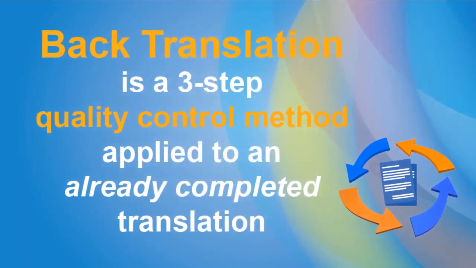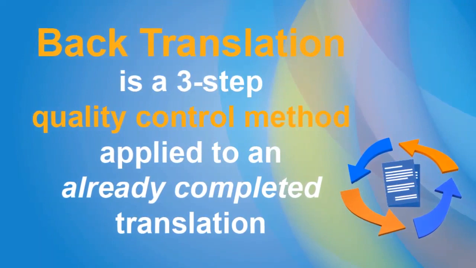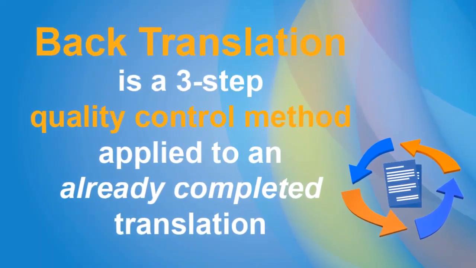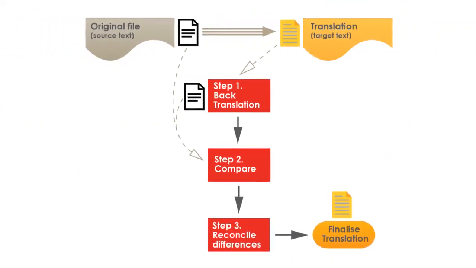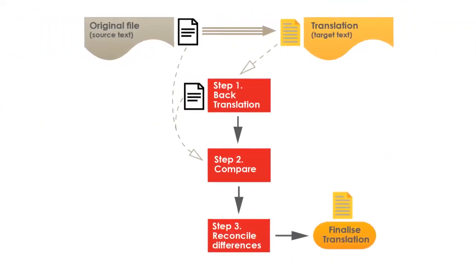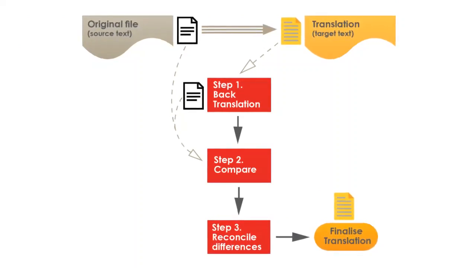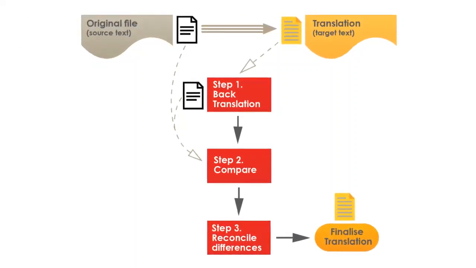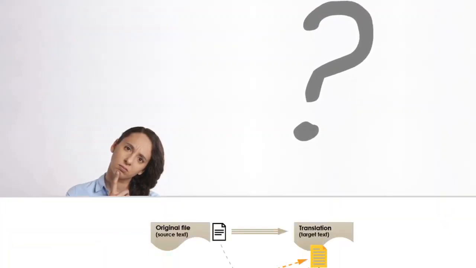First up, let's be clear what we're talking about. Back translation is a 3-step quality control method applied to a translation you've already had completed. Step 1 is to translate that completed translation back into the original language. Step 2 compares that new translation with the original text, and Step 3 reconciles any meaningful differences between the two. Yes, that first step is also called back translation, which is confusing, I know, but let's continue.